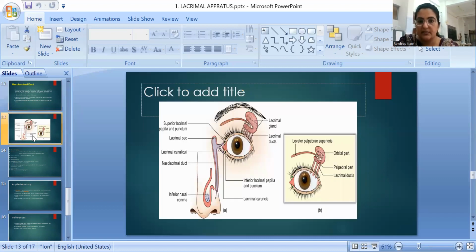This is another diagram showing the lacrimal gland with its ducts. Further, here you can see the puncta, canaliculi, lacrimal sac, and nasolacrimal duct, and the lower end of the nasolacrimal duct opens into the inferior nasal meatus.